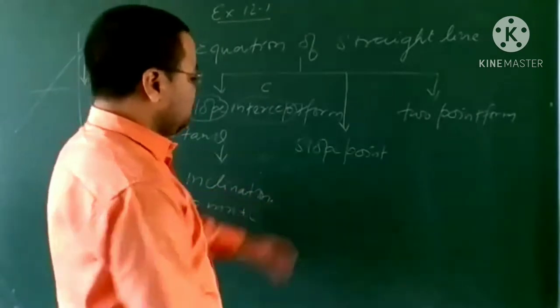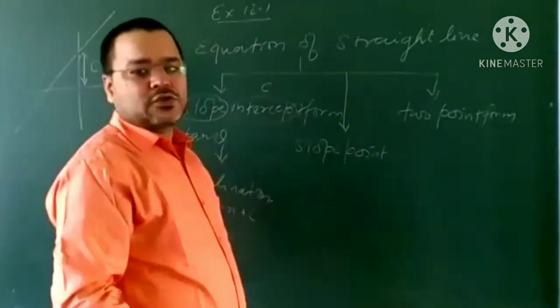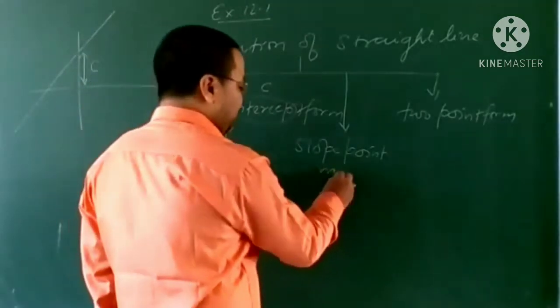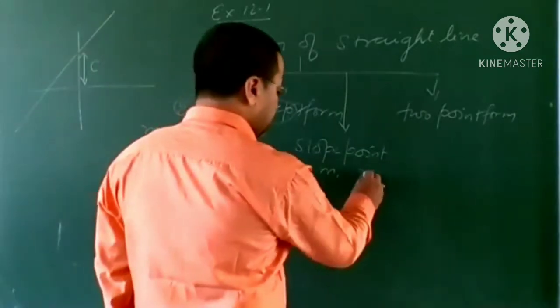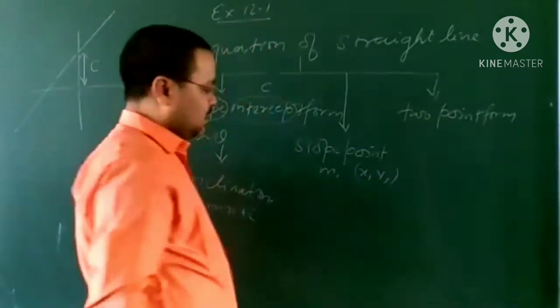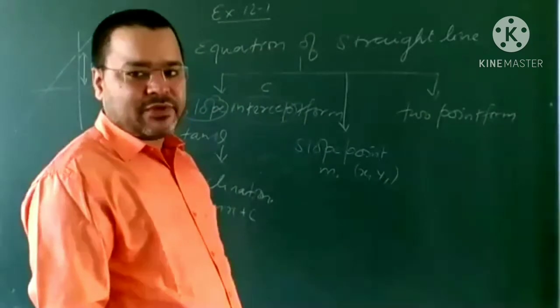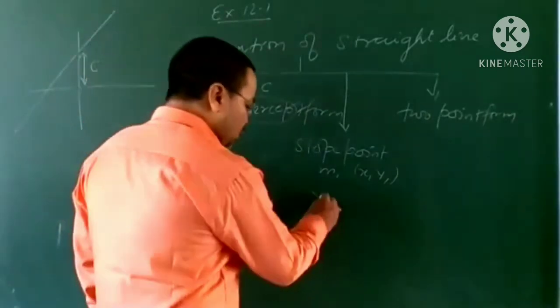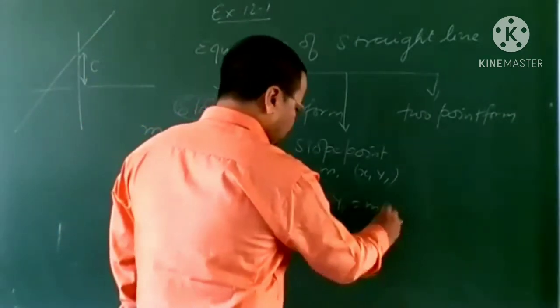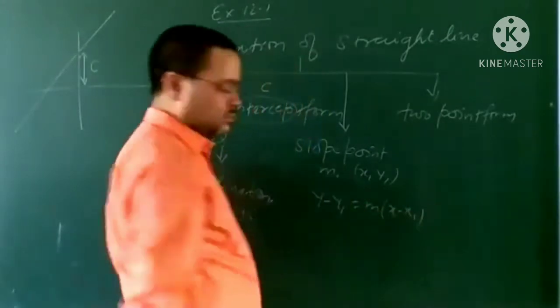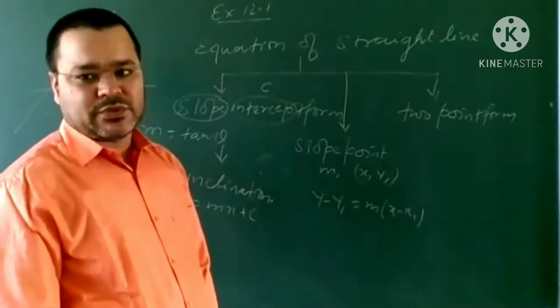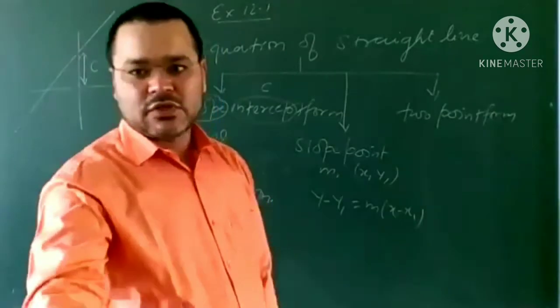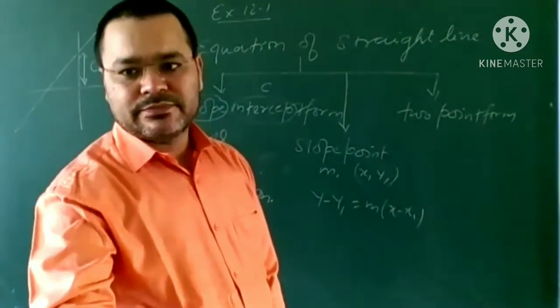After that, this is the slope point form. In slope point form, the slope is given and the point x1, y1 is given. Here y minus y1 is equal to m into x minus x1. This is the slope point form of the equation.